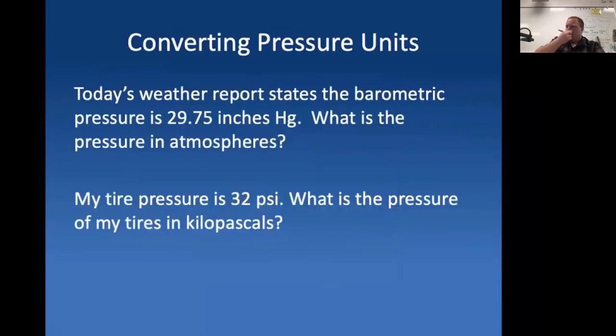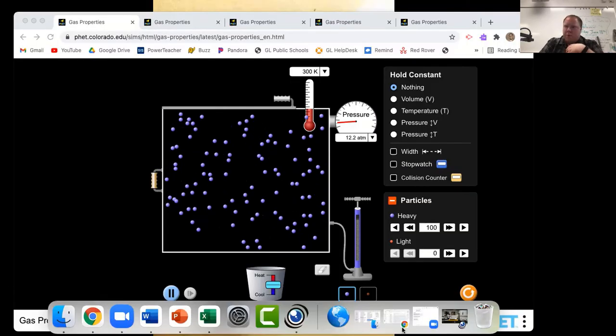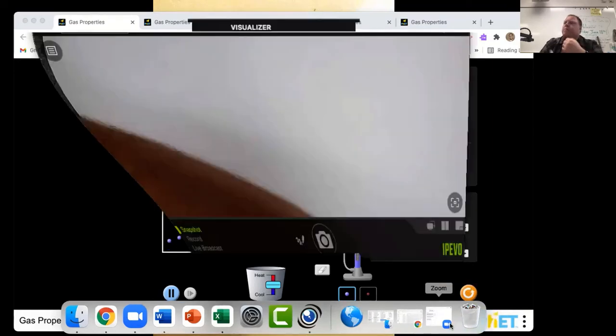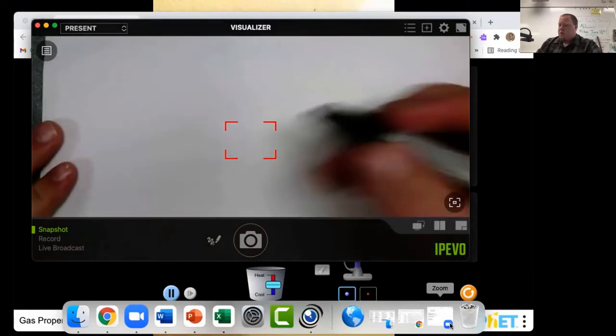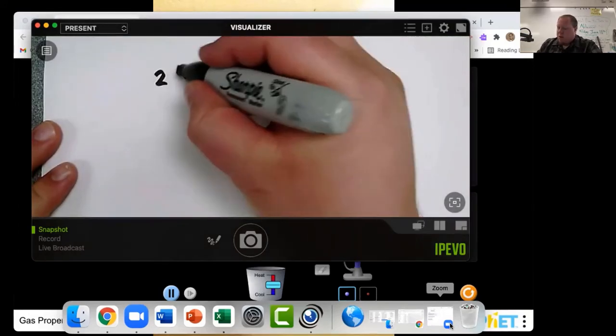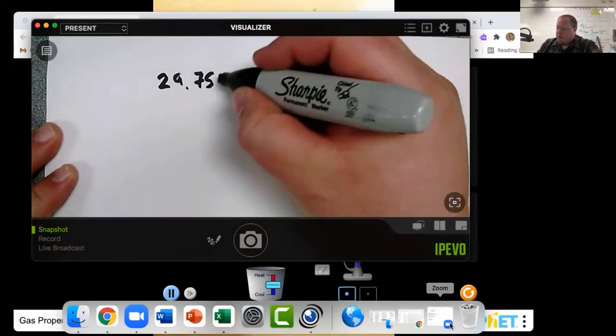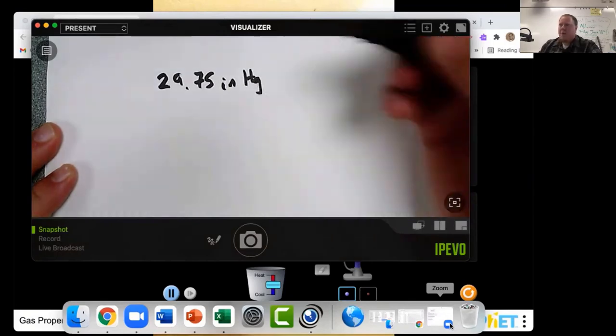Today's weather states that the pressure is 29.75 inches of mercury. What would the pressure be in atmospheres? Okay, so that's my problem. I'll pull up my camera here. We have 29.75 inches of mercury, and I want to know how many atmospheres it is.